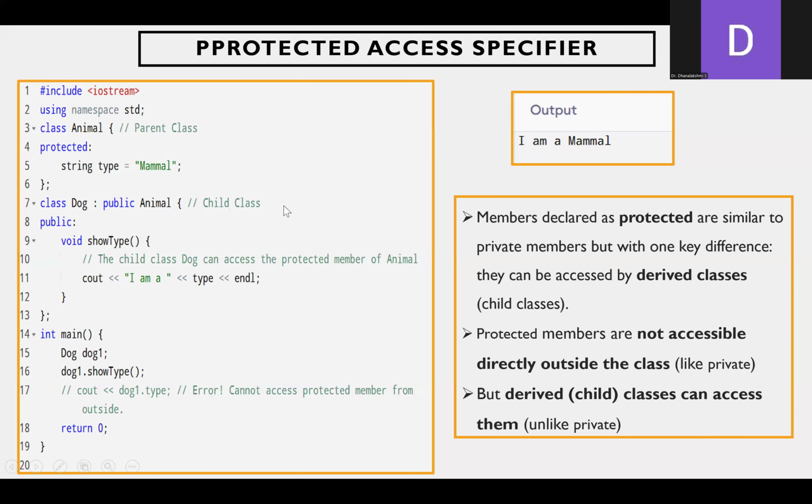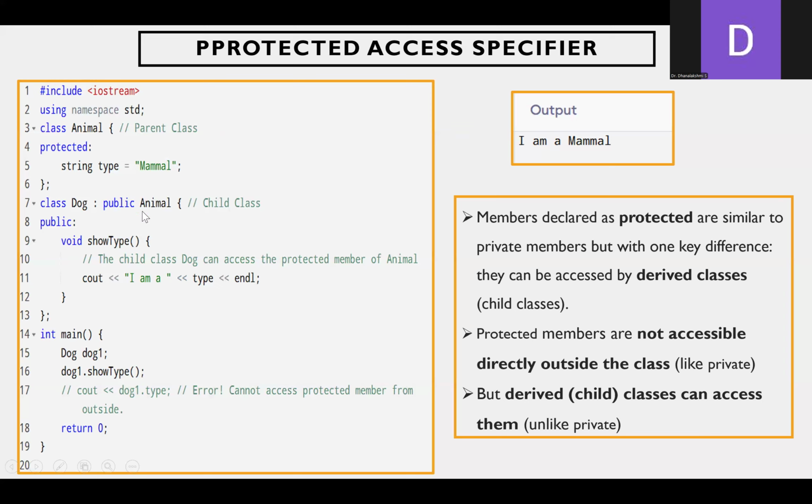Now let's look into a small example for this. We can start the program with the header files like iostream as usual. Now let's define a class named animal, which is the parent class. Inside this class, we use the protected access specifier. We declare a string variable type and assign it a value like mammal here.